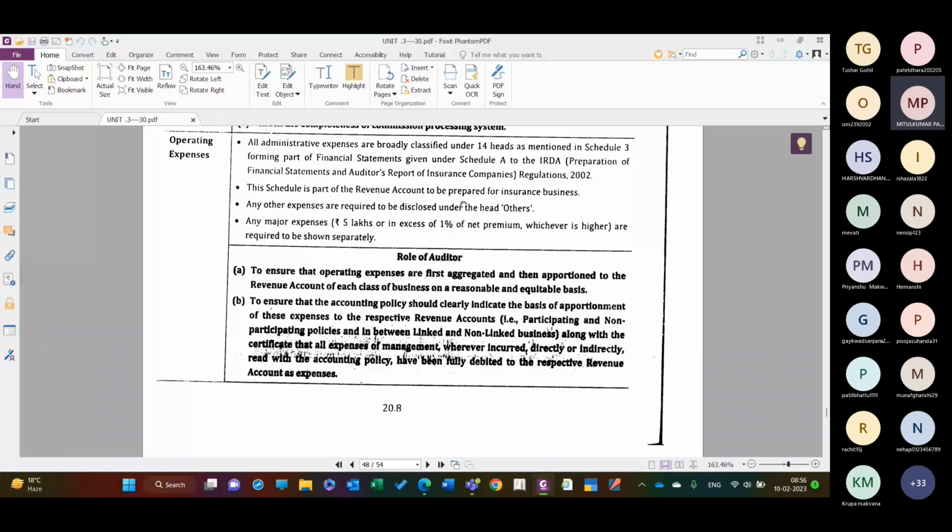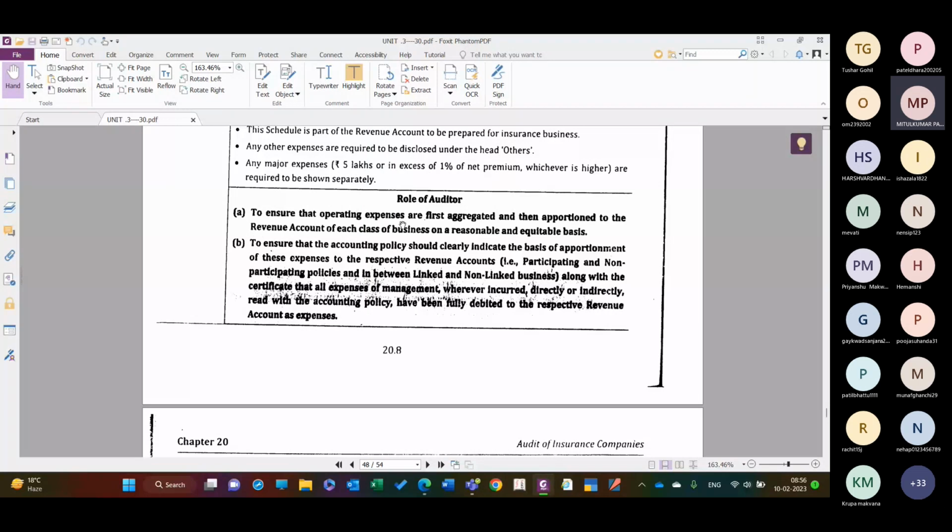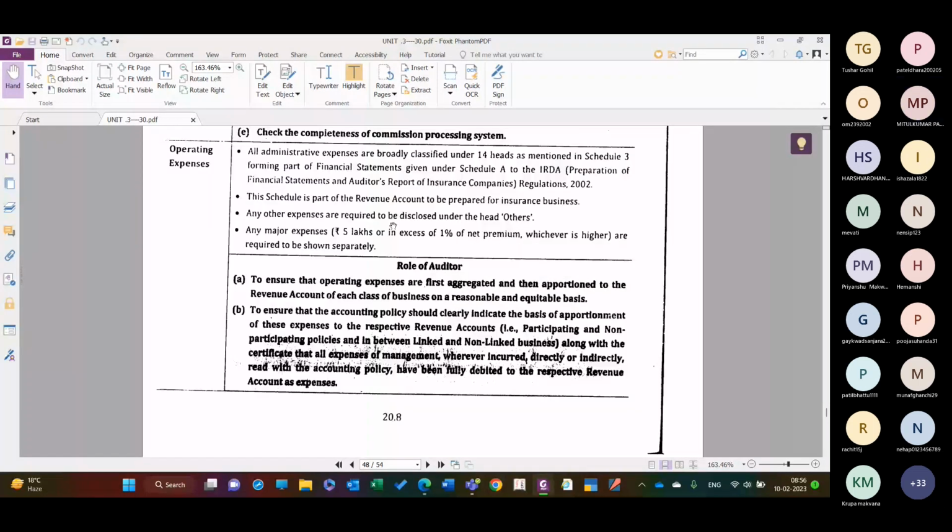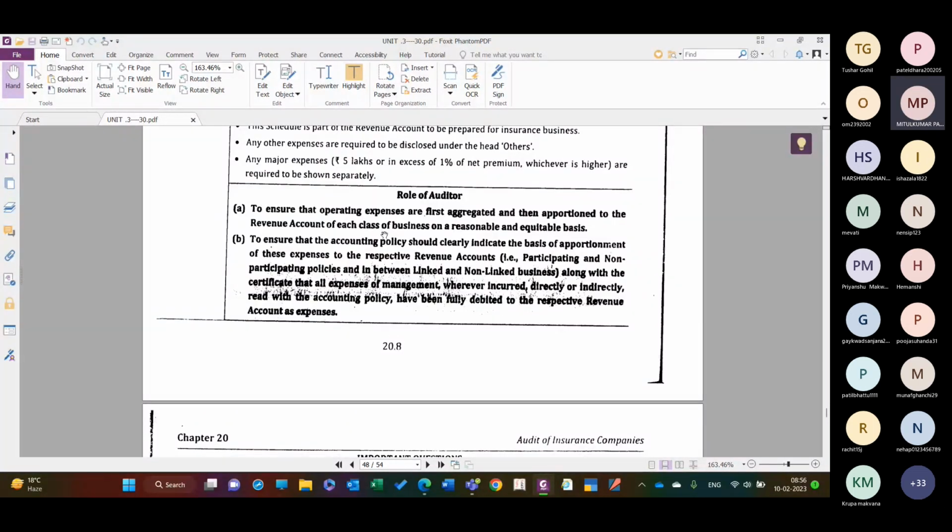Right? So obviously, this is all to be complied with by the insurance company. It is the responsibility and duty of the insurance company to comply with all these requirements. The auditor, in the role of auditor, will ensure that they are complying with all the requirements. To ensure that the operating expenses are first aggregated and then apportioned to the revenue account of each class of business on a reasonable and equitable basis as per the rules. हम वो नहीं पढ़ सकते क्योंकि वो बहुत ही बड़ा है.